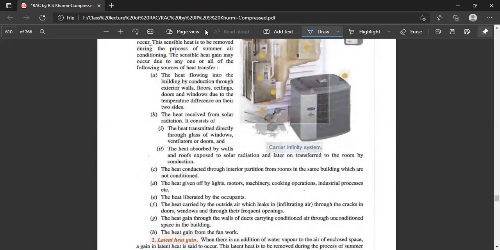The interior partition may be between a hot room and a cold room, and it may be because of the steam flowing from room to room, say from an unconditioned room and from a conditioned room. Heat given up by lights, motors, machinery, and industrial spaces, etc. Here we see what is generating and what is giving away. The heat liberated by the occupants: the occupants also come from outside, having a certain amount of heat on their clothing, and it is liberated by the occupants inside the cold room.